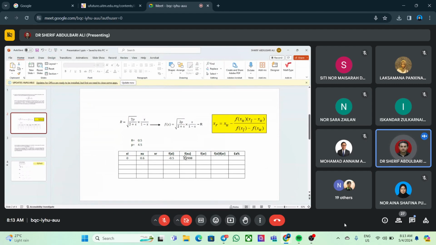Okay, so now I have x lower, x upper, the function of x lower, and the function of x upper. So now I have 4 values. I will put all these values inside this equation to get the new value of xr. So the value of xr is going to be, take your time, get the value of xr.